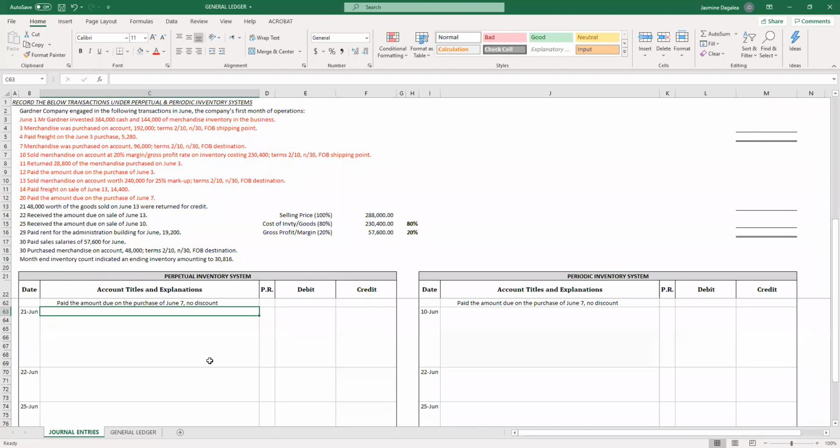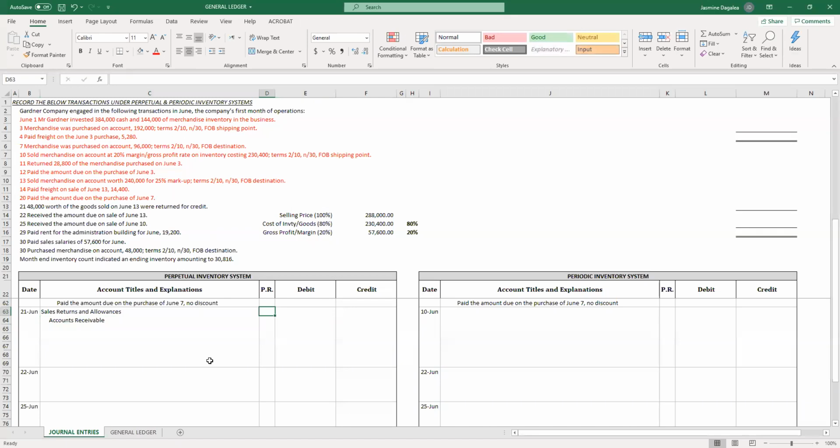Remember the Sales accounts? Sales returns and allowances. Huwag kayo malito ha. Pag seller kayo, gamitin nyo sales. Pag buyer kayo, gamitin nyo purchase. Okay? So, alalahanin nyo lang yan. Debit, sales returns and allowances. Credit, ano yung credit nyo? How much? Accounts receivable. 48,000. Accounts receivable.